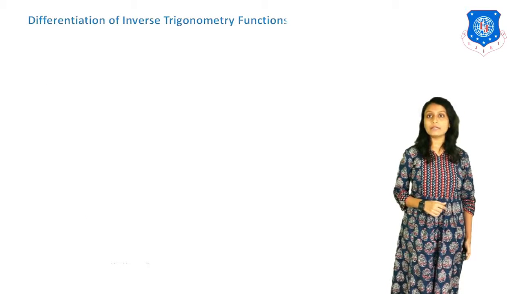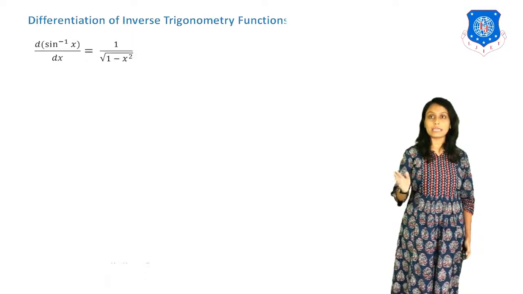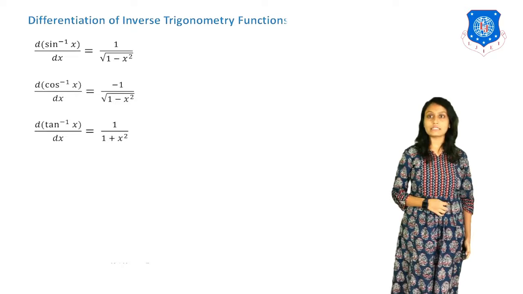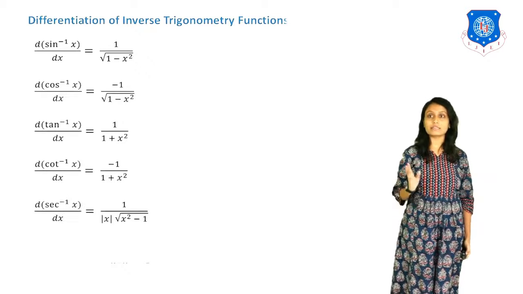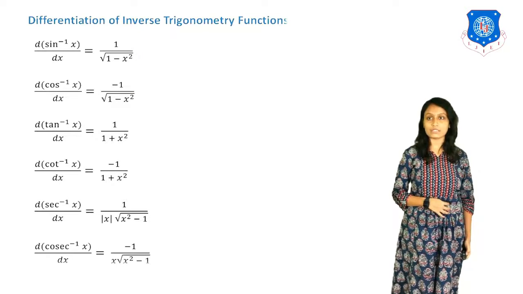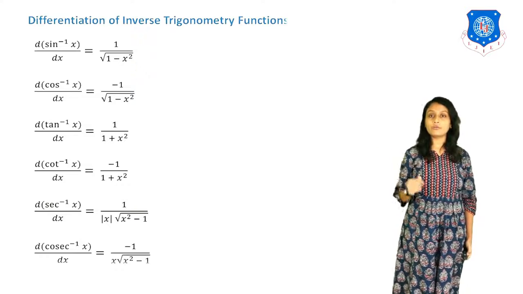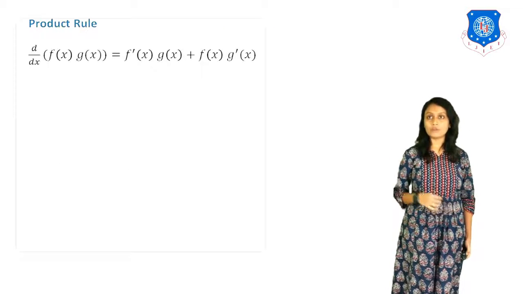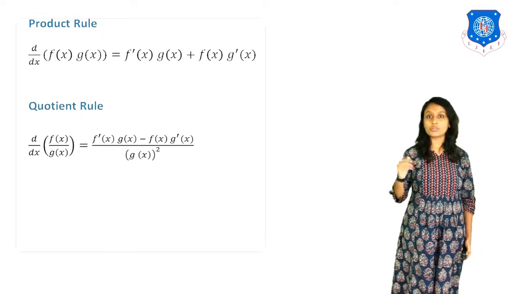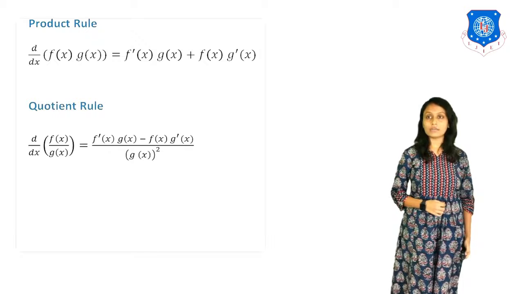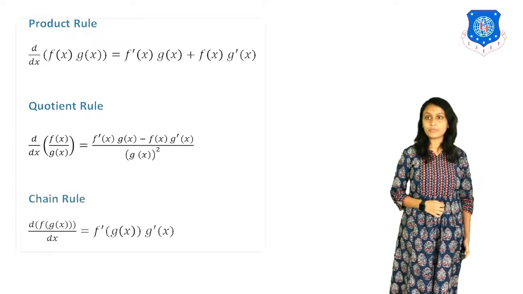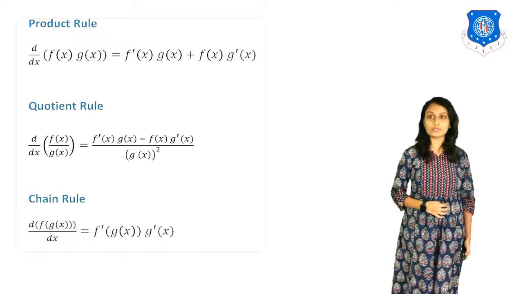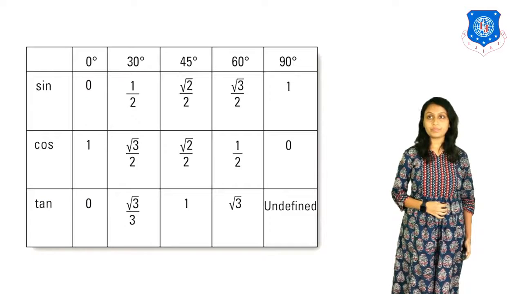Also we will see the derivatives of inverse trigonometric functions. The first one is sin inverse x, cos inverse x, tan inverse x, cot inverse x, sec inverse x and cosec inverse x. These are the derivatives you have to remember. Next we will see the product rule of two functions f(x) and g(x). Also the quotient rule, that is the division rule, which you have already studied in standard 12. Also the chain rule, this you have also studied.